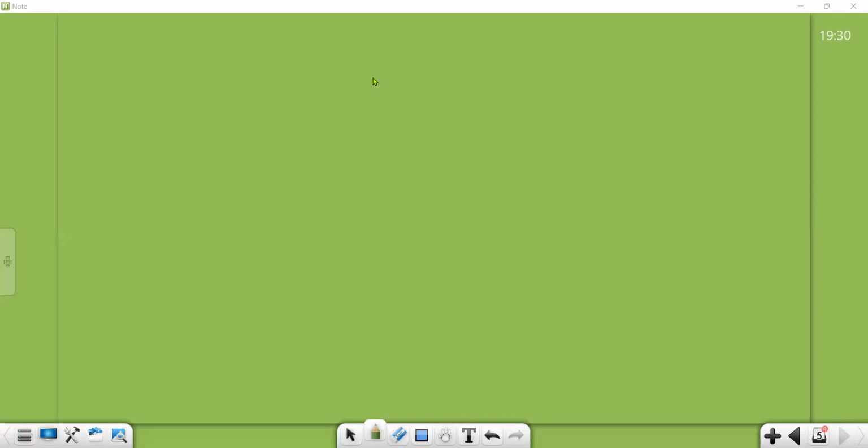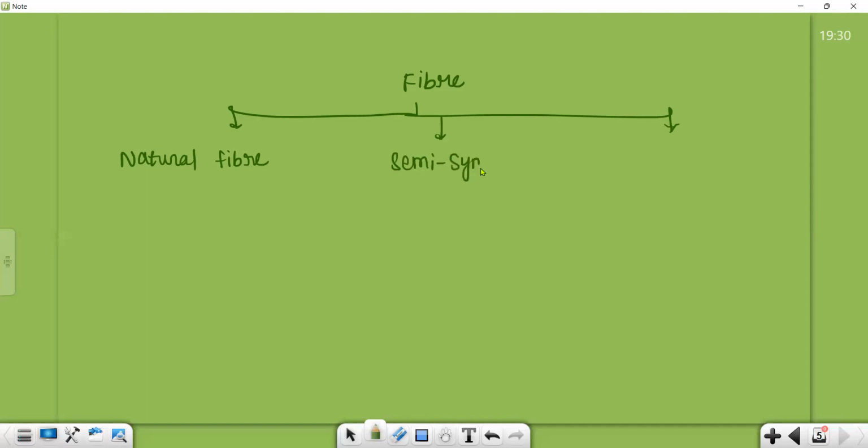Let us discuss fiber to fabric. First, we will see the classification of fiber. How is fiber classified? Fiber is classified into two types, plant fibers and animal fibers. Actually, fiber is classified into 3 types: natural fibers, synthetic fibers, and semi-synthetic fibers. Ma'am, but in 7th class, we are going to learn only about natural fibers. In natural fibers, you are going to learn about plant fibers and animal fibers.